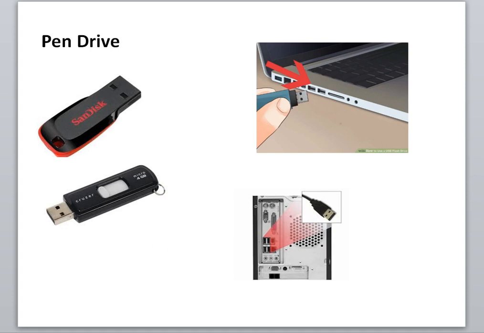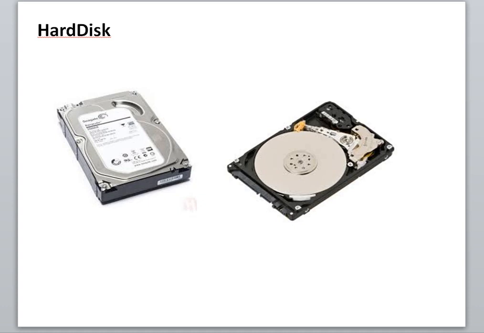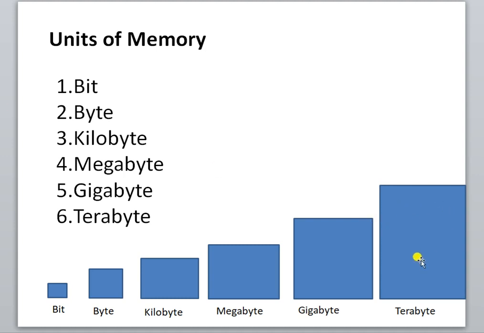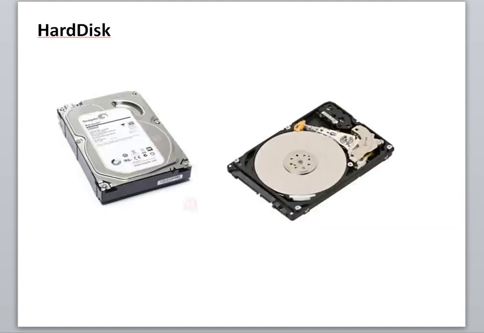Now next one, which is a very important storage device, that is hard disk. It is the main storage device of the computer. It is fixed inside the CPU. Nowadays, hard disk can store terabytes of data, which is a very large storage capacity. See, terabyte, which is large. That hard disk capacity is in terabyte, which will store a huge amount of data in your hard disk.